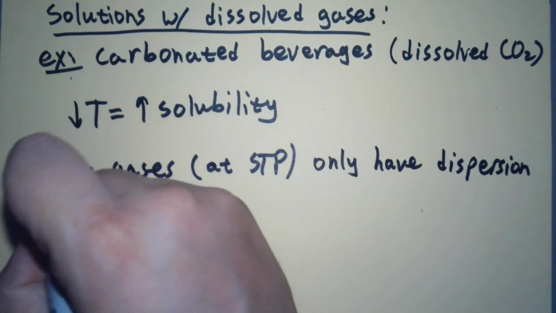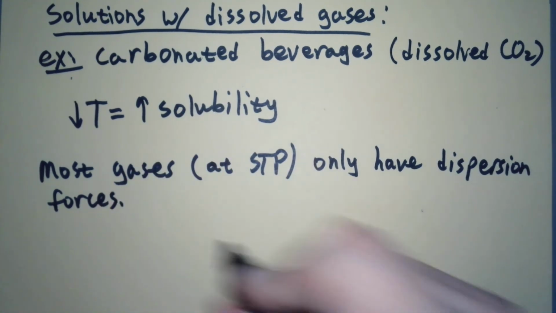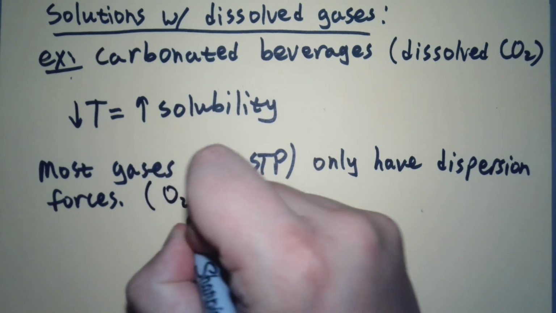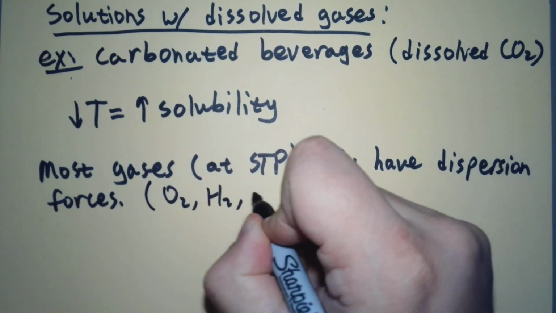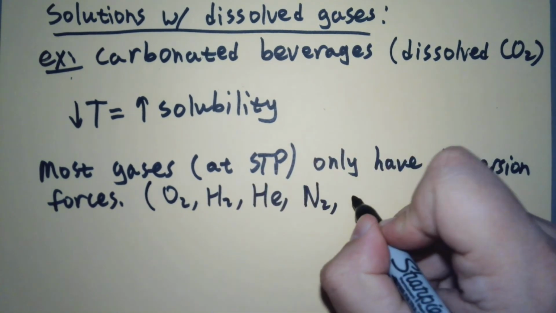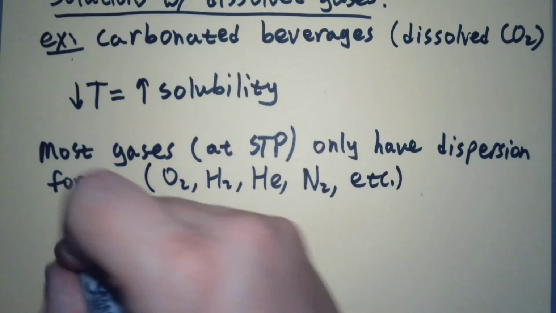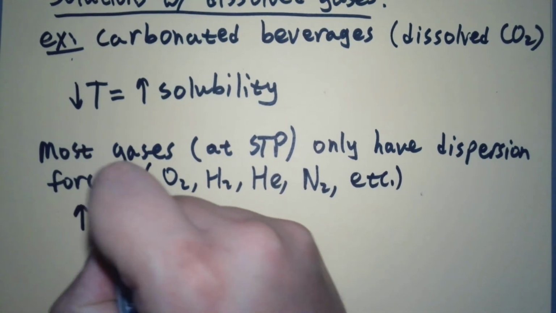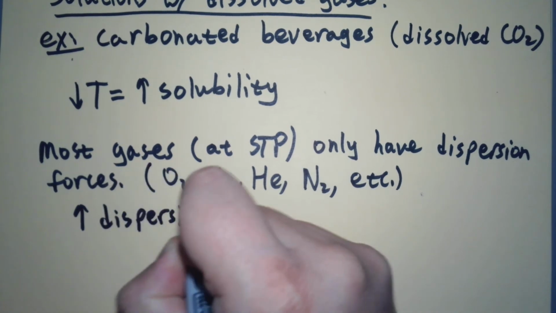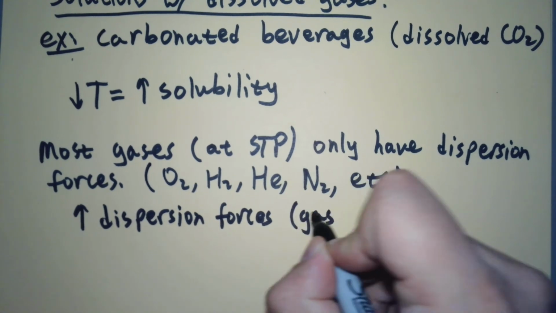There are exceptions to this. Sometimes they can be polar. But stuff like oxygen gas, hydrogen gas, helium, nitrogen gas, argon, whatever, are just dispersion forces. And so, as we get an increase in dispersion forces, which means an increase in gas particle size.